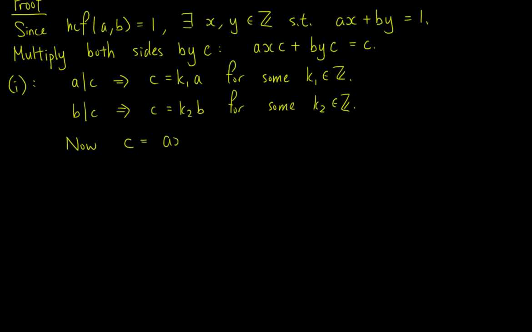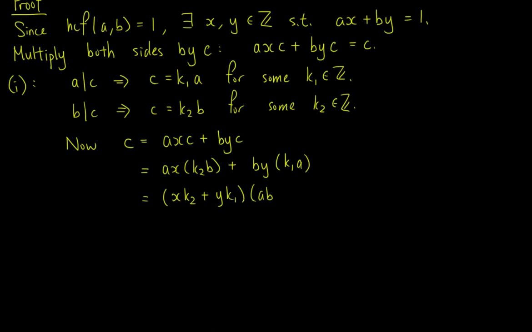Now, c equals axc plus byc, which equals ax times k2b plus by times k1a. So we can take out the common factor a times b to get (xk2 plus yk1) times a times b. This means that a times b divides c.